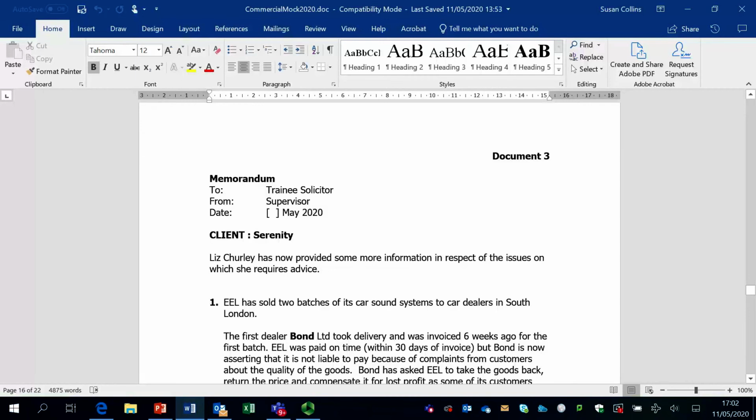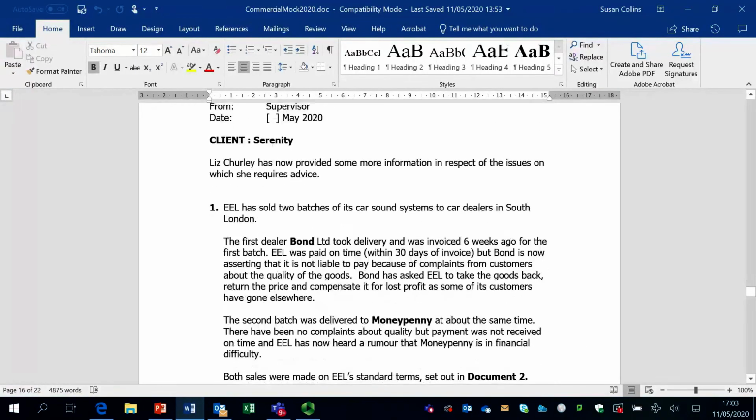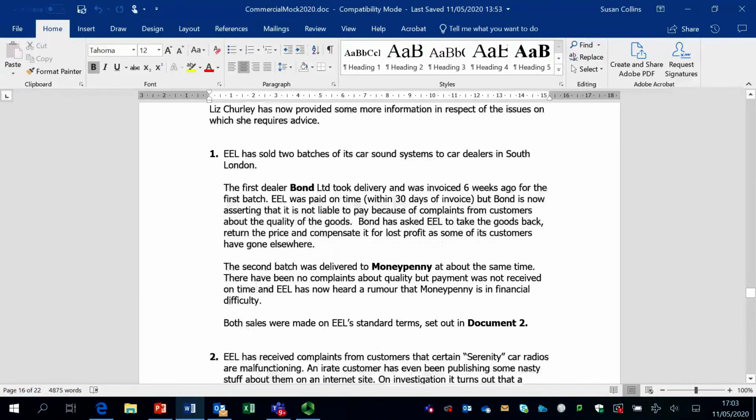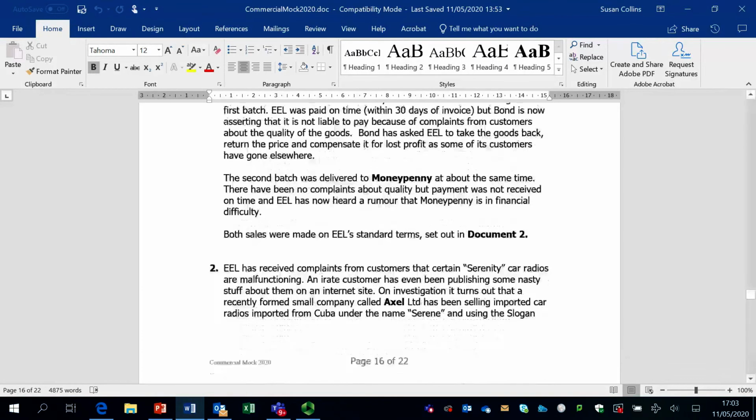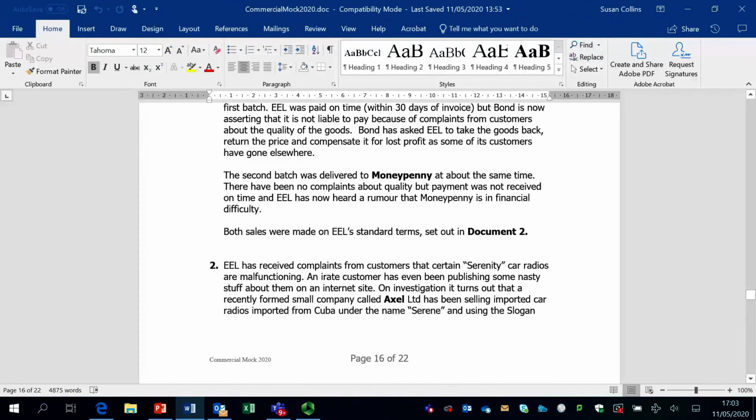So the first thing to notice here is that you've been given some extra information around the information on which the client seeks advice. You've got some problems in relation to some batches of sound systems that EEL has sold. The first dealer, Bond, has raised some problems. The second batch was delivered to Moneypenny. Both sales were made on the standard terms, you'll see, which is set out in document 2. That's the document in the advanced materials.